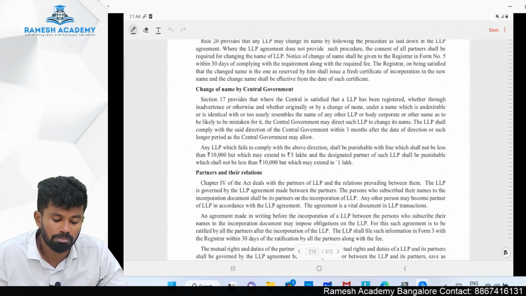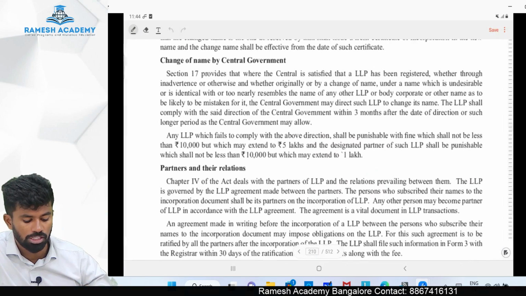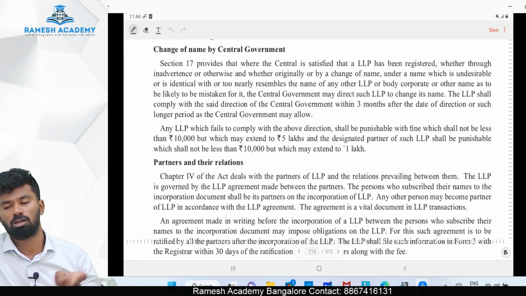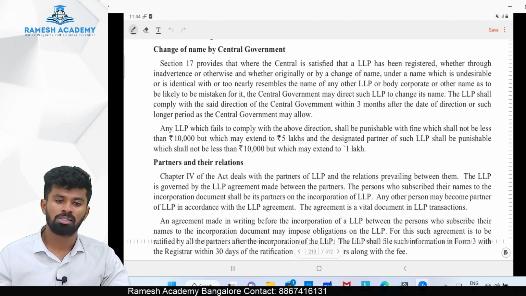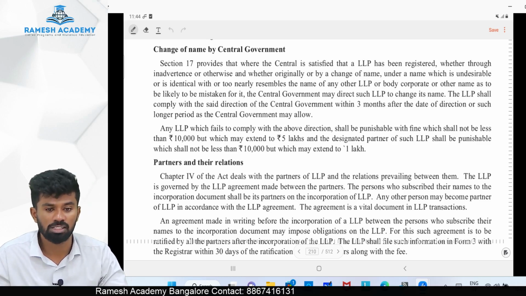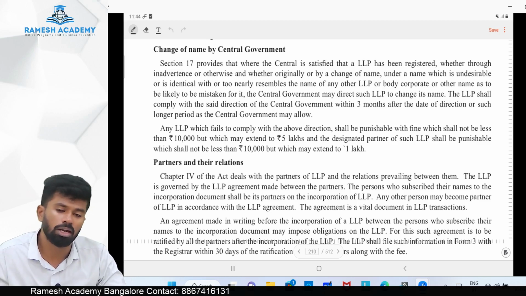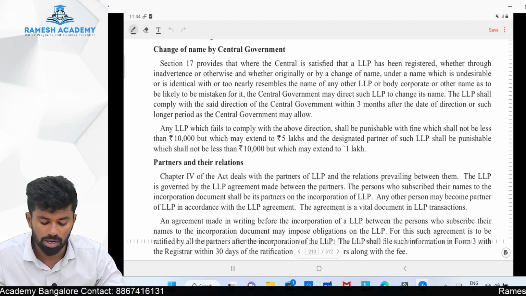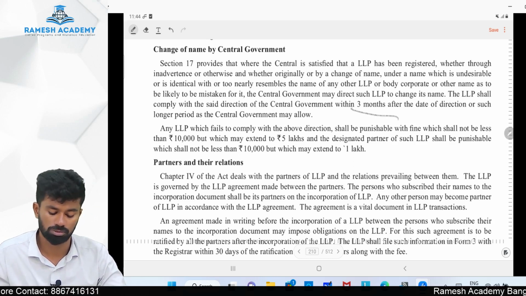Change of name by the central government. When can the central government order a change of name? We discussed it now. Whenever the central government is of the opinion that the name of the LLP is identical or resembles too nearly the name of an existing LLP, then it may ask the new LLP to change what? Name. In that case, the LLP shall change the name within how many days? Within 3 months after the date of direction.